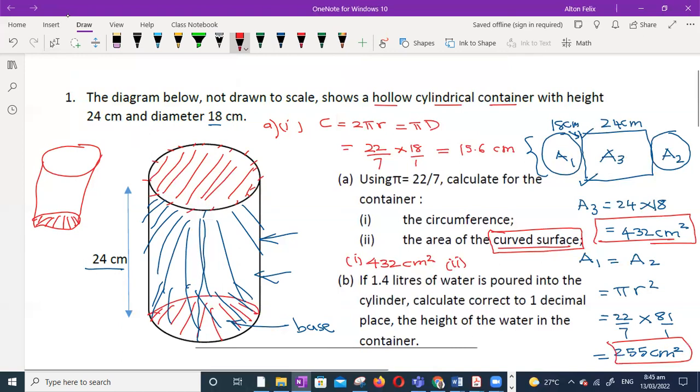Right, so let's see what that gives us. 432 plus 255. So that will be 786 centimeters square. Right. So the curved surface will only be this portion right here. Okay. So as I'm saying, if you are asked to calculate the total surface area and you only have a cylinder with a base without the cover, then in this scenario, the area would be 687 centimeters.